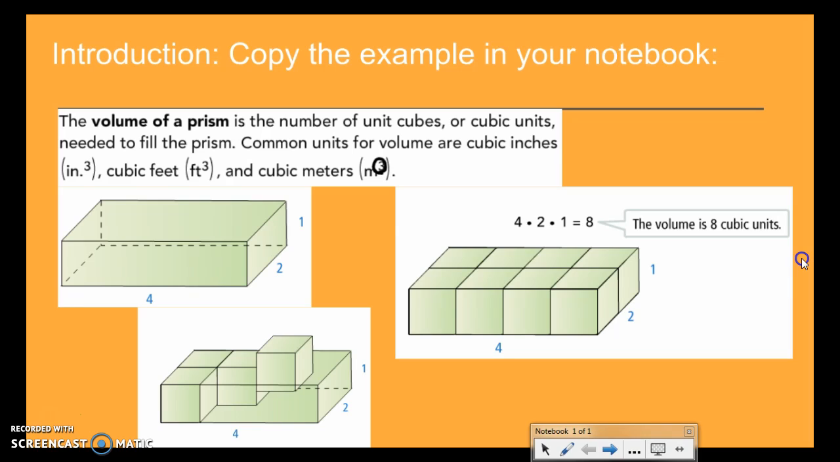The reason why we use the cube, that you see right here, is because you are multiplying three different dimensions. So you're doing 1 times 4 times 2. If you were doing inches, it would be 1 inch times 2 inches times 4 inches, and then it would end up being 8 inches cubed. Because you can't really do inches times inches times inches, you just have to do a cubic unit.